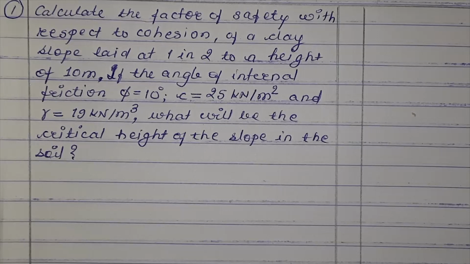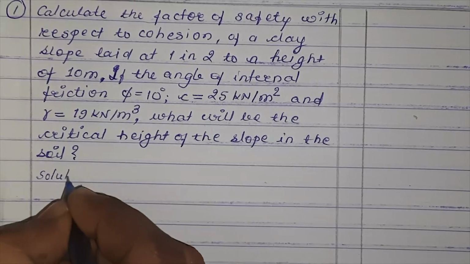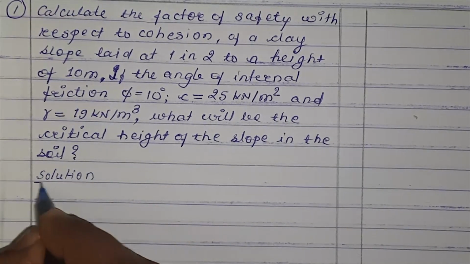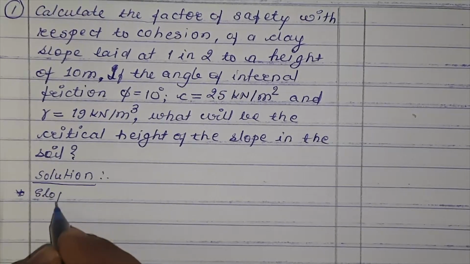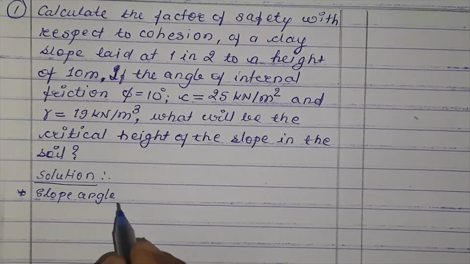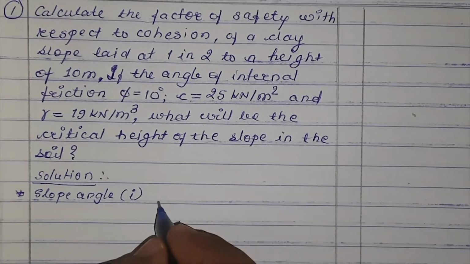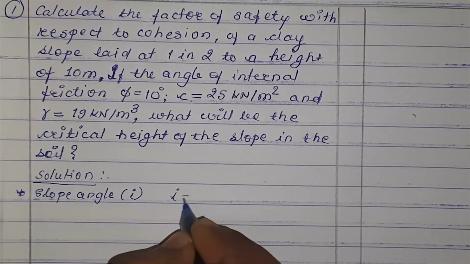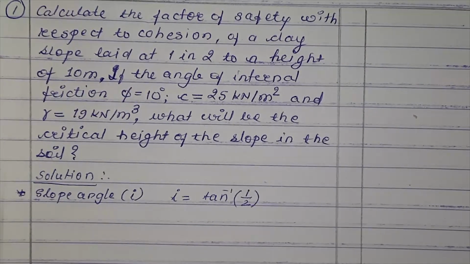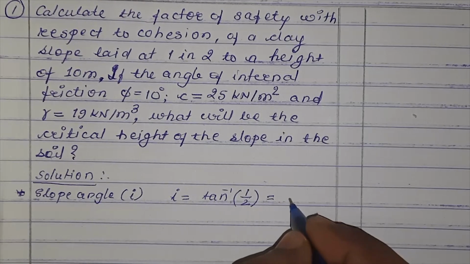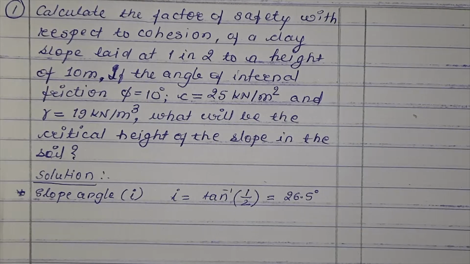Now here the first job is to find out the slope angle i. Slope angle is denoted by either small letter i or beta. So i equals tan inverse of 1 upon 2, which comes out to be 26.5 degrees. Okay.